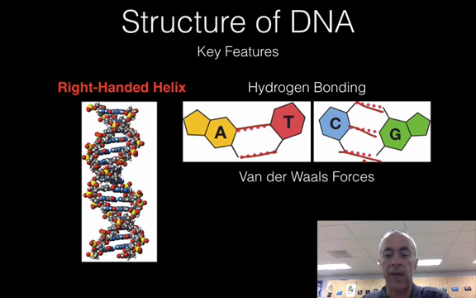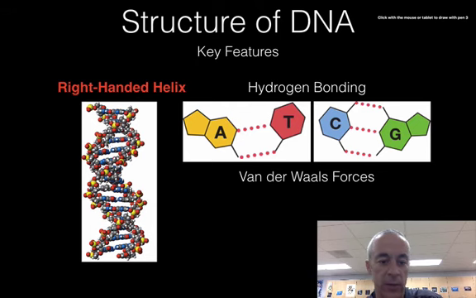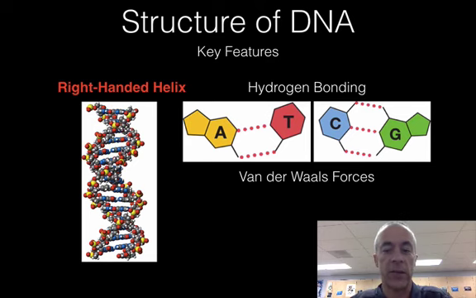Along with that, there's van der Waals forces. So the hydrogen bonds are holding together the bonds this way between the rungs of the ladder, whereas van der Waals forces attract between adjacent nucleotides this way. And so all of those bonds together hold that molecule, hold that shape together really tightly.